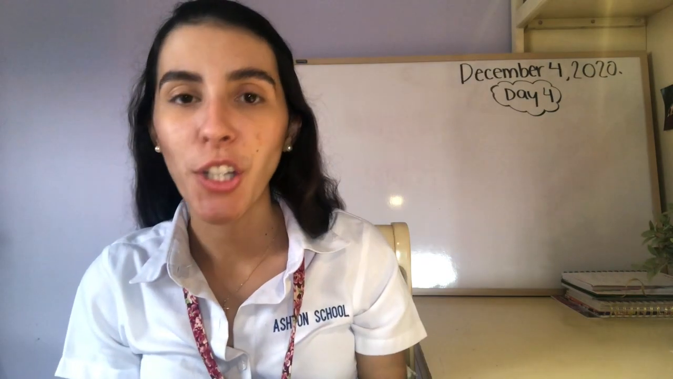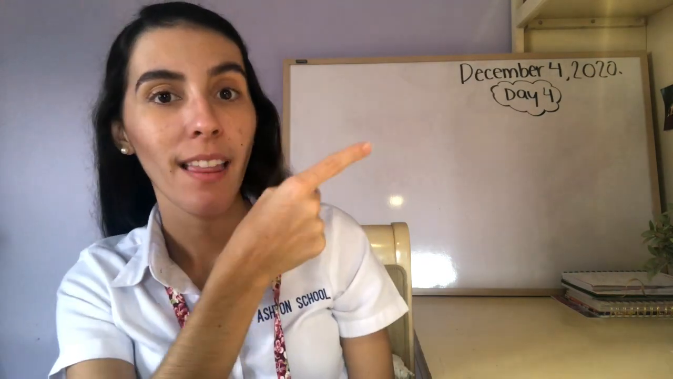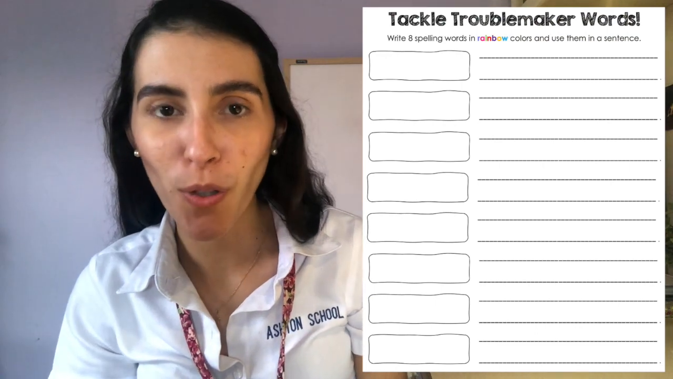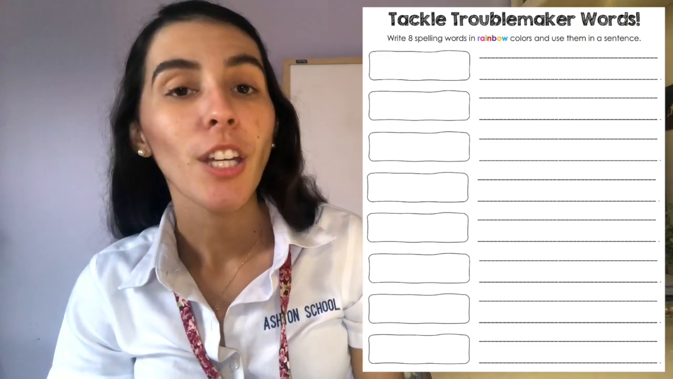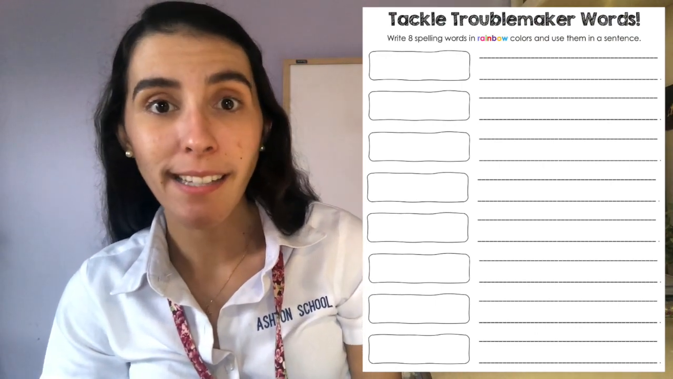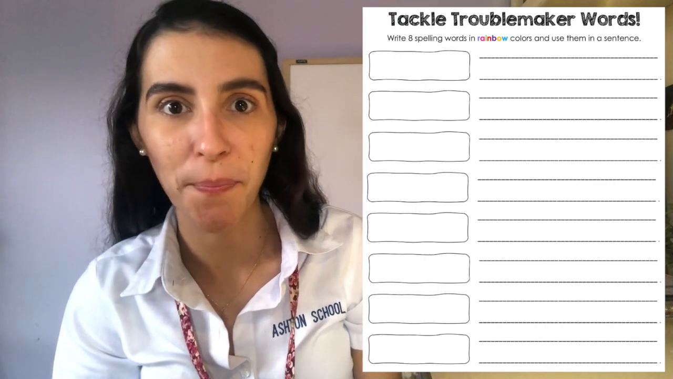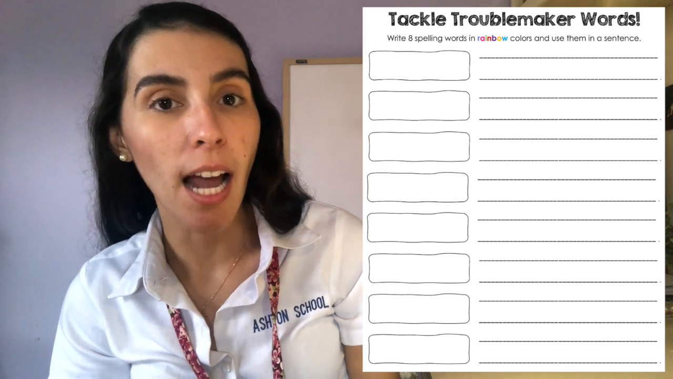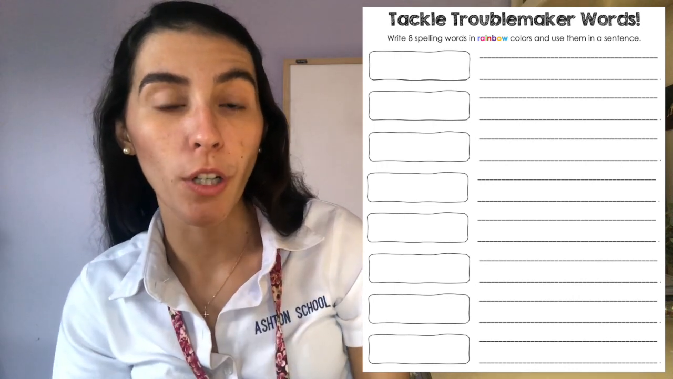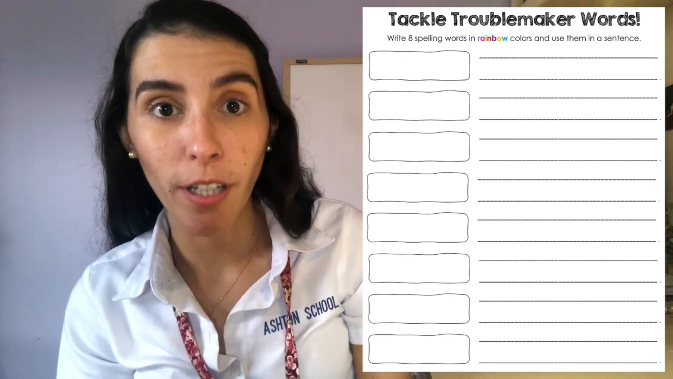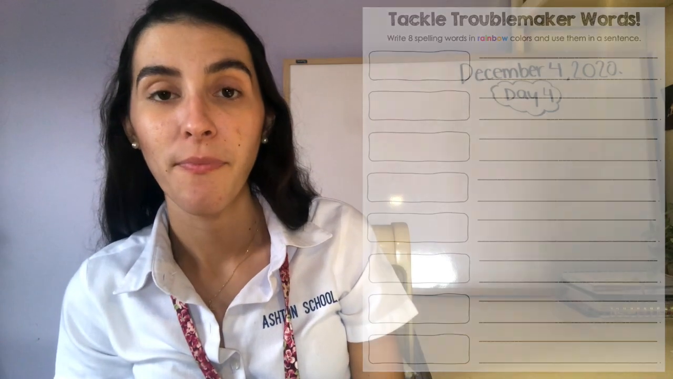So today, you are going to be using this worksheet to help you tackle those troublemaker words. You are going to be writing 8 of your spelling words, and you are going to write them in rainbow color. Then notice that there is a line for each of the words. You are going to use your words in a sentence.